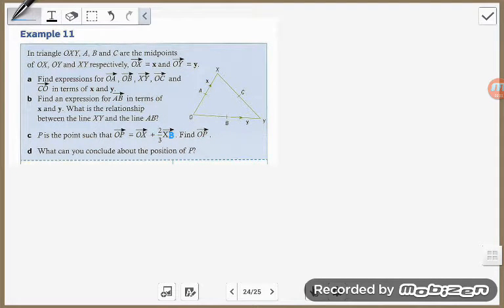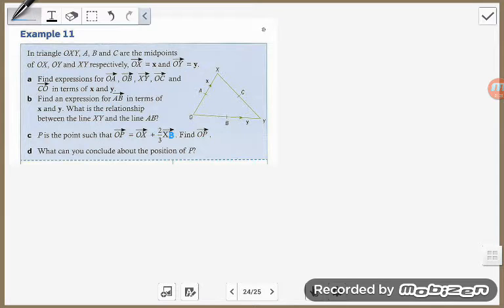Welcome back. So here basically what we have is a triangle, and on the vertices I have point O, point X and point Y. Vector OX, they give us, I can represent as vector X, and vector OY as vector Y. Point A is right in the middle of OX, point B is right in the middle of OY, and point C is right in the middle of XY. So points A, B, C are the respective midpoints of their respective segments.